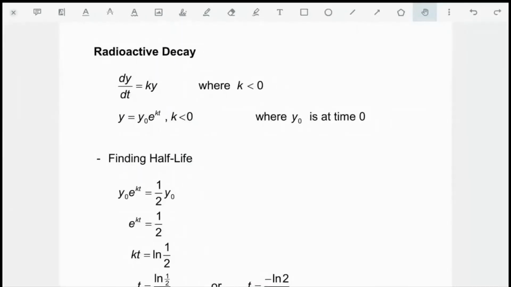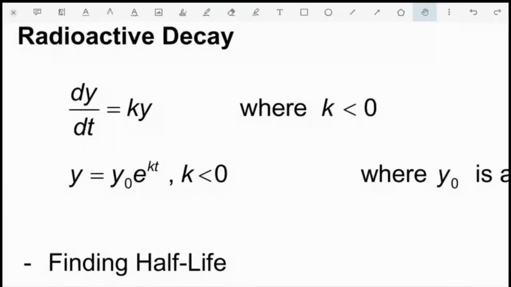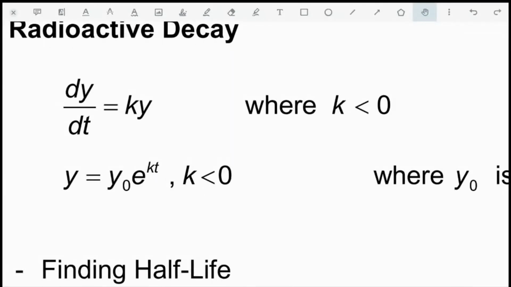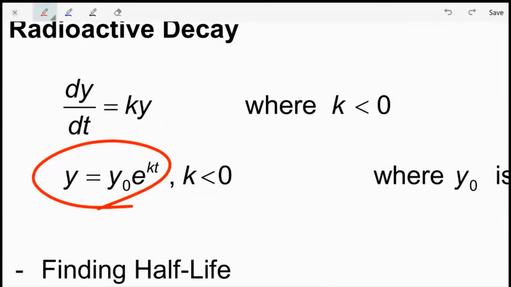All right, so the last type of application we're going to look at today is radioactive decay. And notice that we have the exact same model again. Now, radioactive decay is when we have some sort of a radioactive material that is decaying away over time. So it follows the model dy/dt is k times y. In this case, k is going to be a negative value because we have exponential decay. So if I solve that differential equation, we already know what the solution is going to look like. We know the k will be negative.